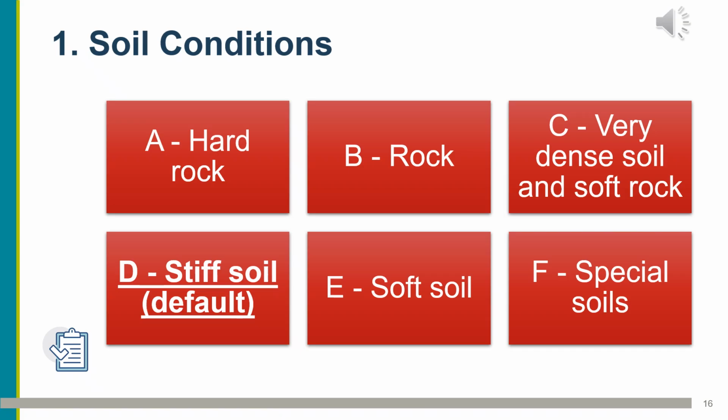Different categories of soil conditions are listed A through F typically. A being hard rock, B being rock, C is dense soil with soft rock, D is a stiff soil, and D is the default category. A lot of times if the location is inconclusive as far as the testing, then it's just done as a default in D. And of course, E is your soft soils and your F is your special soils. So when we get into E and F, we're talking about mainly coastal regions and areas like that.